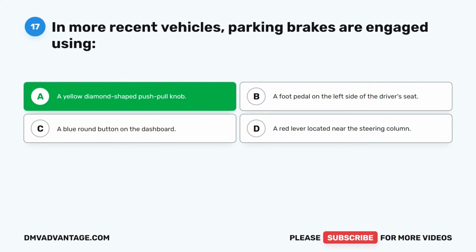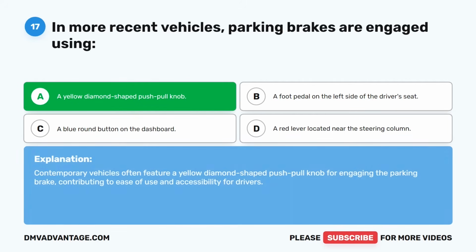A yellow diamond-shaped push-pull knob. Contemporary vehicles often feature a yellow diamond-shaped push-pull knob for engaging the parking brake, contributing to ease of use and accessibility for drivers.